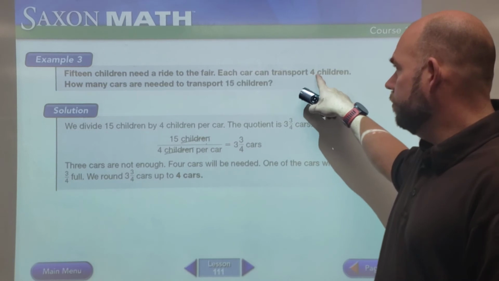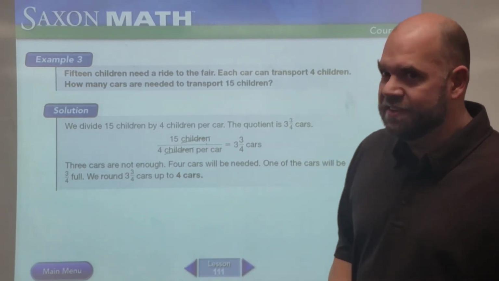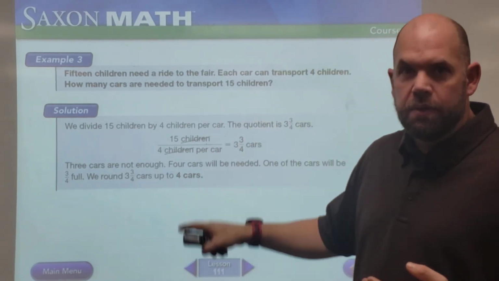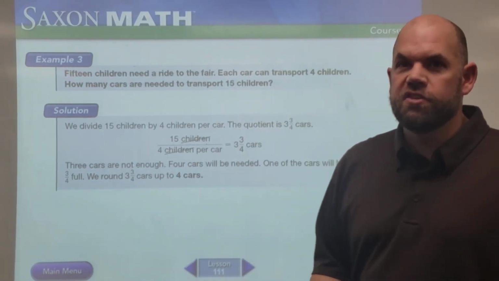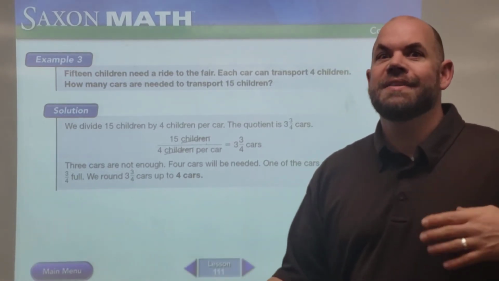Okay, if it's 4 children per car, and I've got 4 cars, 4 times 4 is 16. Can I fit 16 kids in? Yeah, I only need 15. Will that work? Yes. All right, so that's how you're checking your work here, is you're looking at it logically. Does this work? Does this make sense?